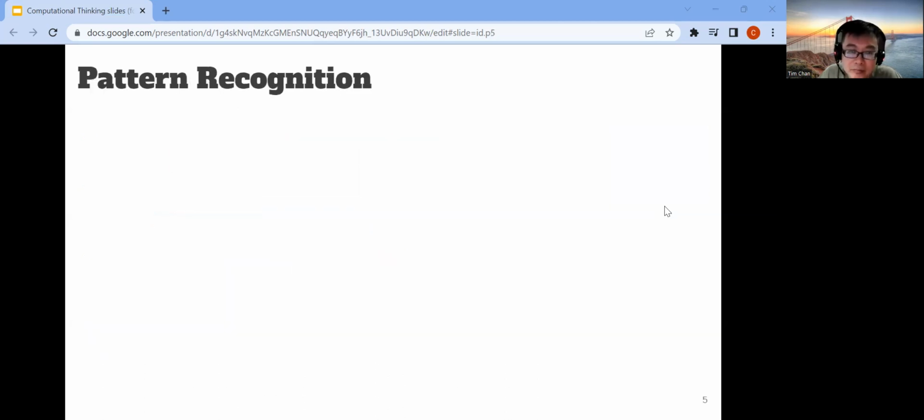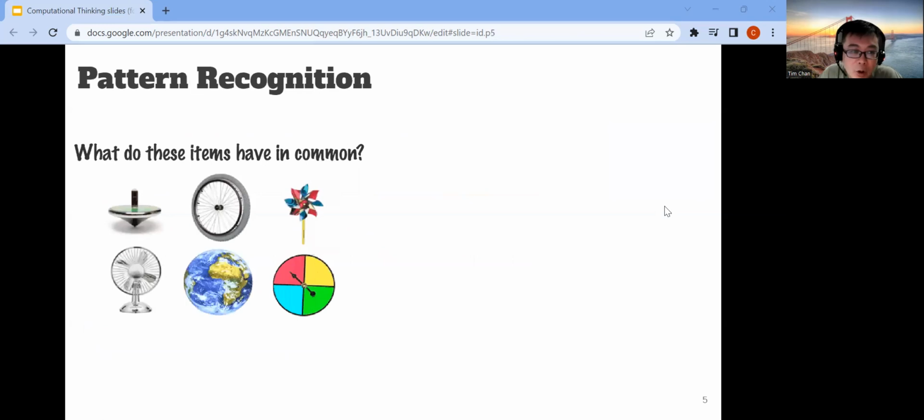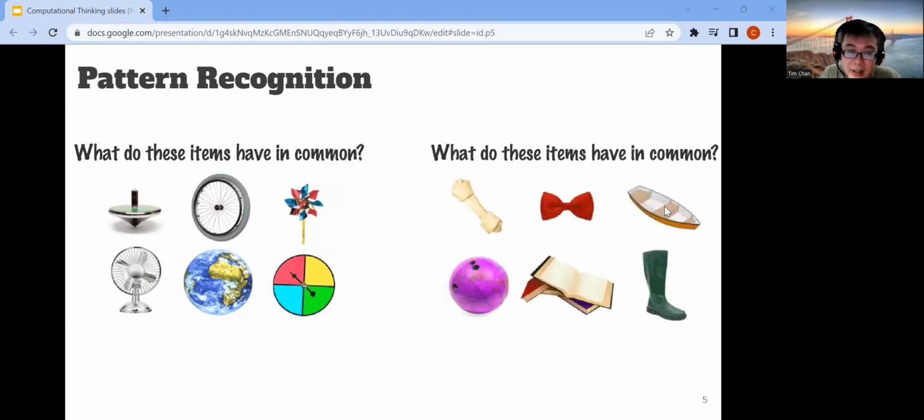Okay, next, pattern recognition. Over here there are actually 2 diagrams. Let me ask you, what do you think the things on this diagram that you're seeing on the screen have in common? The answer is, do you realize all of them can spin and all of them have round shapes? Okay, let's take a look at the second diagram.